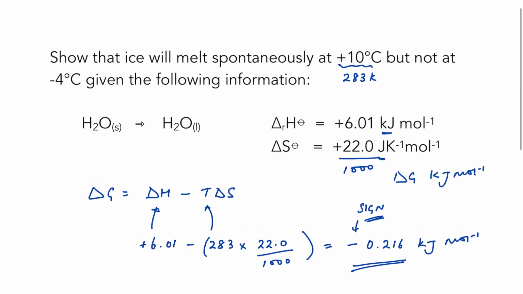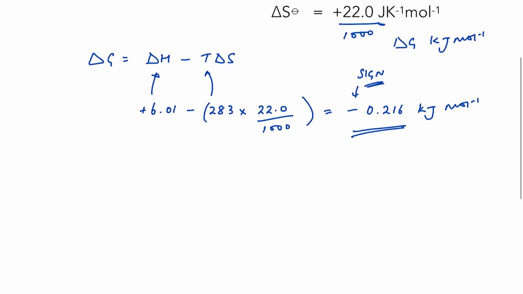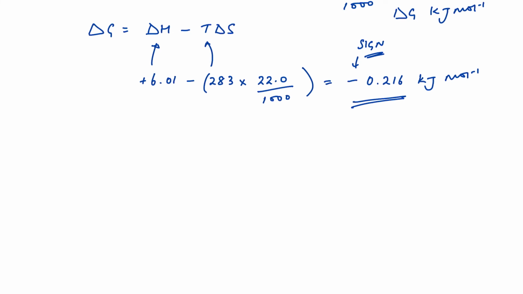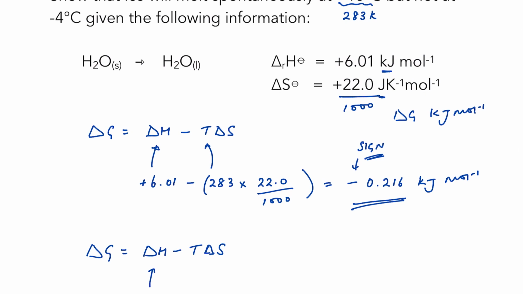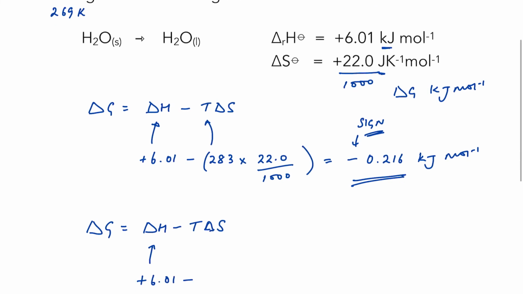What else do we need to do? But not at minus 4 degrees C. So we can repeat this calculation. Delta G equals delta H minus T delta S. You know, I'm a big fan of setting things out. So the enthalpy change has not altered. The temperature has. 4 degrees C is 269 Kelvin.